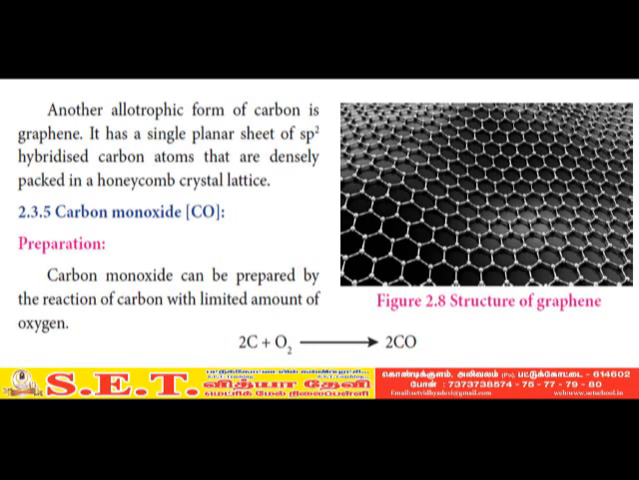It has sp2 hybridization, bond formation between one s orbital and two p orbitals, px and py. So it is called sp2 hybridized carbon. The atoms are densely packed, closely joined, just like a honeycomb, in a crystal lattice structure, like an egg box. That structure is called graphene.